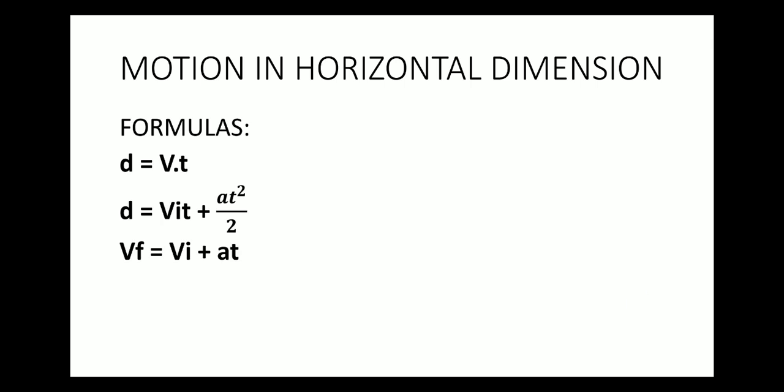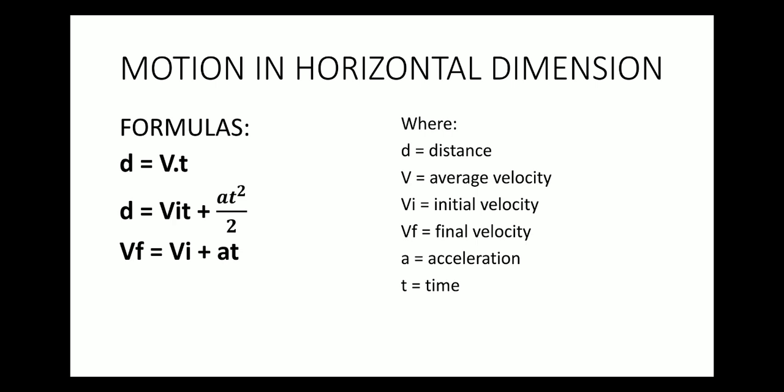For motion in the horizontal dimension, these are the formulas that we can use: D is equal to Vt, D is equal to Vit plus at squared over 2, then Vf is equal to Vi plus at. Where D is the distance, V is the average velocity, Vi is the initial velocity, Vf is the final velocity, a is the acceleration, and t is the time.